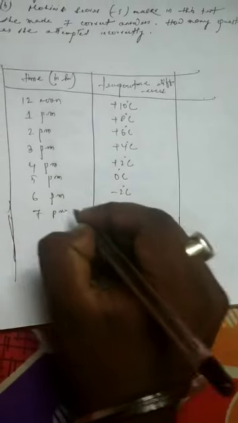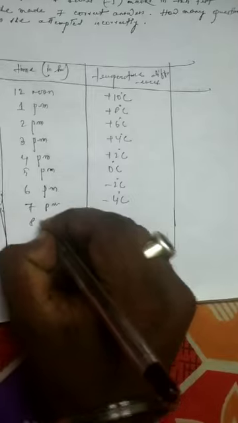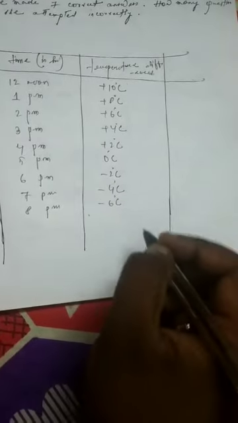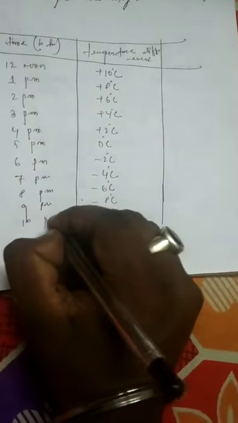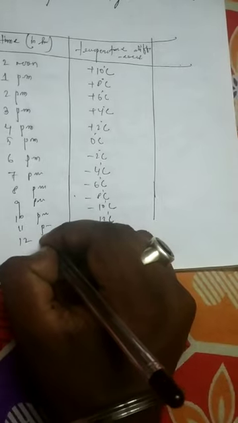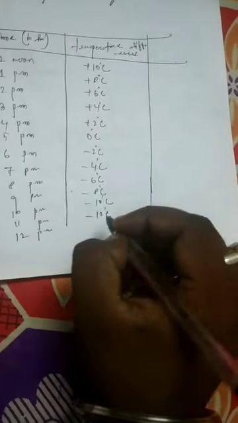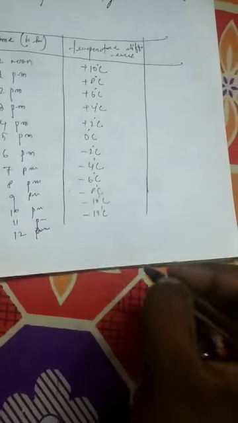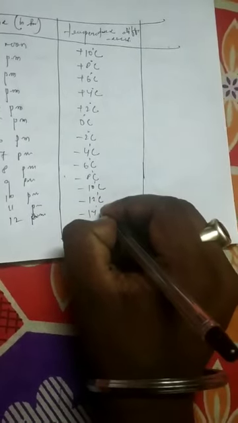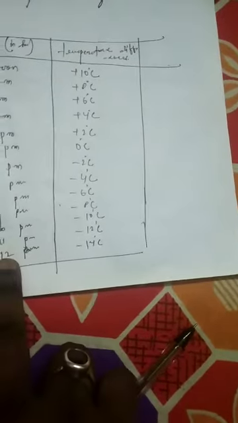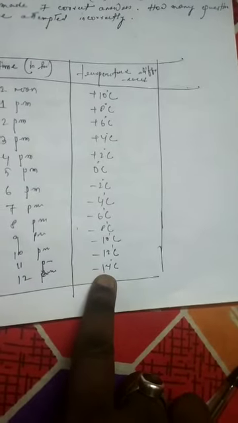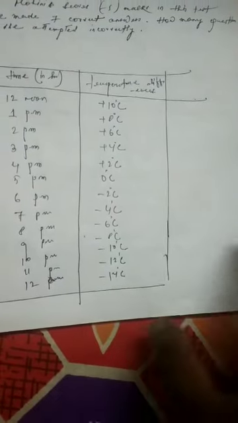7 p.m., minus 4 degrees Celsius. 8 p.m., minus 6 degrees Celsius. 9 p.m., minus 8 degrees Celsius. 10 p.m., minus 10 degrees Celsius. 11 p.m., minus 12 degrees Celsius. 12 midnight, sorry, it would be 12 a.m., minus 14 degrees Celsius. So at the time when it is 12 midnight, the temperature will be minus 14 degrees Celsius.